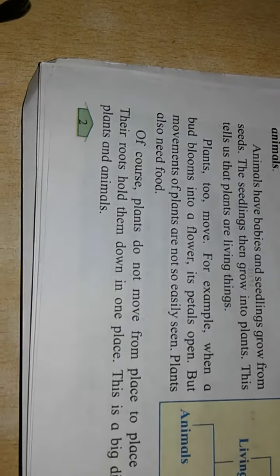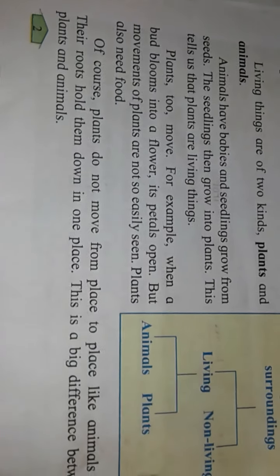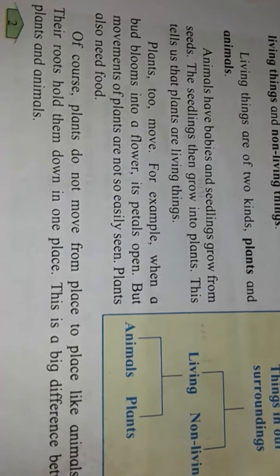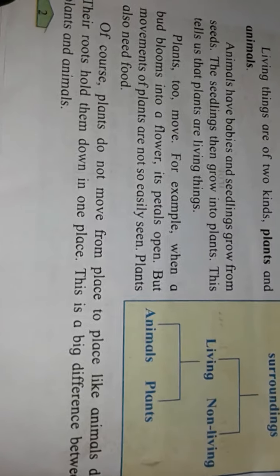The root is there, it catches, and it is tightly fixed to the soil. This is a big difference between plants and animals. Plants cannot move, but their movement is shown by standing in one place. They slightly move like this, whether the birds are becoming flower and with the movement. But animals can move from one place to another. So this is the only difference between living things, plants and animals.